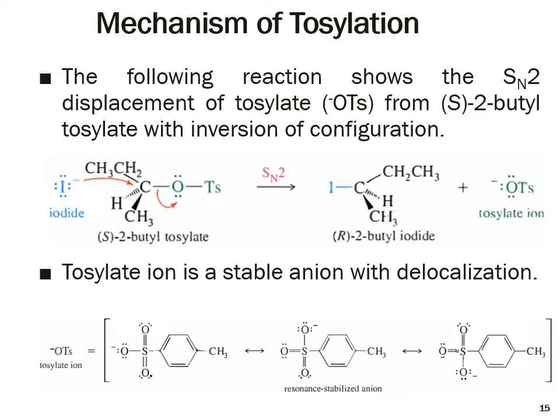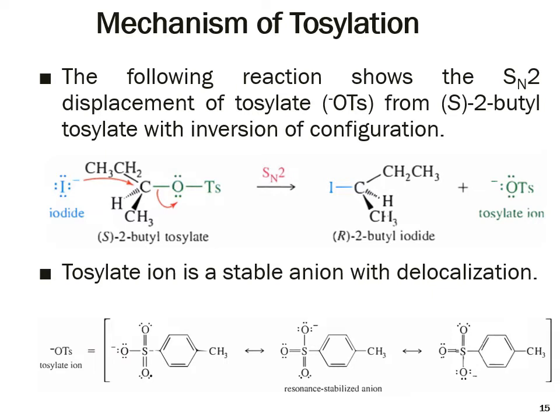So if you look at the following reaction, you see that the tosylate group is being removed by the displacement of this tosylate with an iodide in an SN2 fashion, where you end up with the inversion of configuration. So if you look at the stereochemical features, when you react this S-2-butyl tosylate, you end up with R-2-butyl iodide, because this is an SN2 displacement which results in the inversion of configuration.